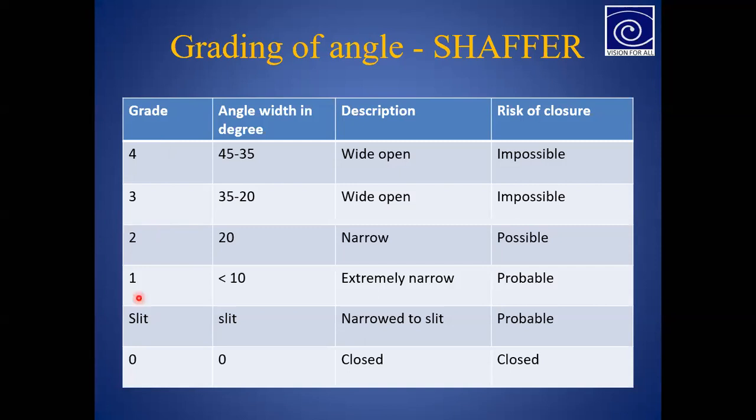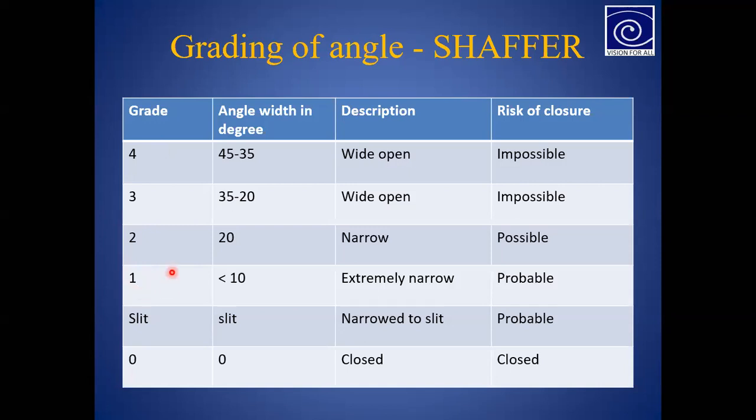And grade 1, what will be missing in grade 1? सर ग्रेड 1 में खाली शॉल्वेज लाइन दिखेगी और ट्रेबिकुलर मेशवर्क, स्क्लेरल स्पर नहीं दिखेगी. Fine. So till the trabecular meshwork, it will not be visible. Only the Schwalbe's line will be visible in grade 1.